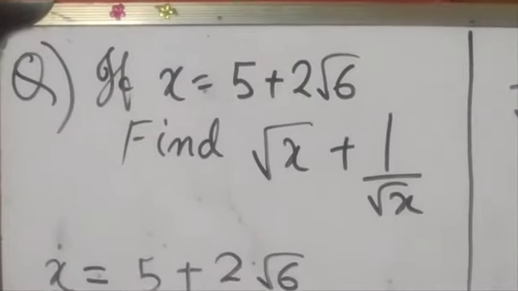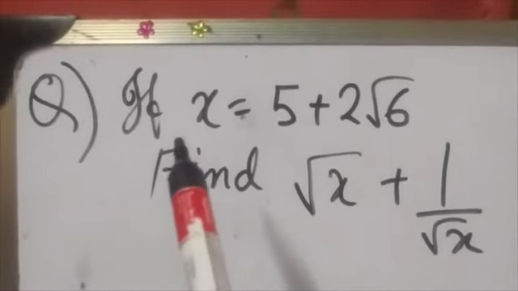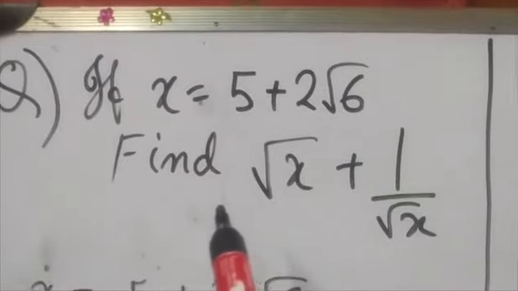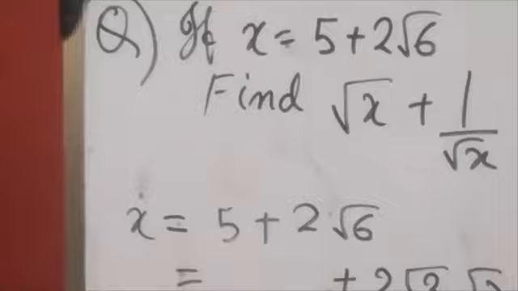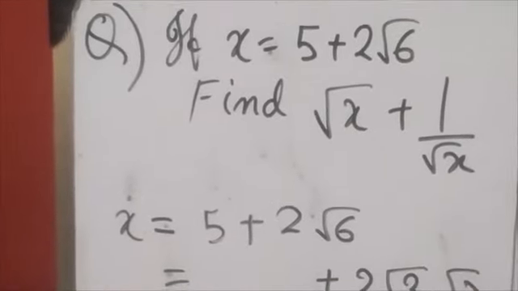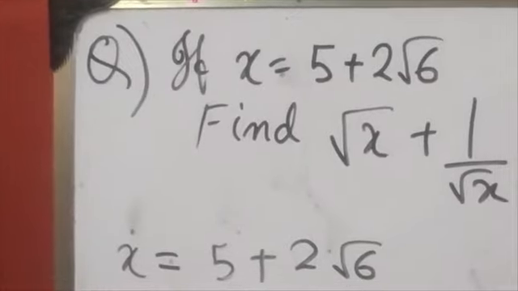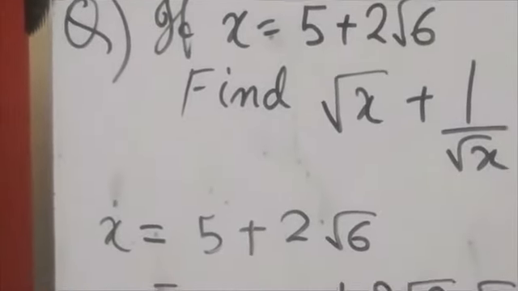Once again, students of class 9, we come back to irrational numbers. See, this type of question, if it is given, if x is equal to 5 plus 2 root 6, find root x plus 1 by root x. Now, in this case, it's a very difficult question with respect to the fact that all of a sudden, if you have to find the value of root x, how are you going to make out what to do and what not to do?